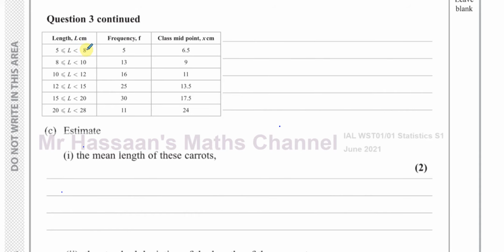5 plus 8 is 13, divided by 2 is 6.5. So these are the mid-interval values which we need to multiply by each of these frequencies. Those 5 carrots, I don't know how long they are, let's say they're 6.5. 5 times 6.5 will give me the length of these 5 carrots. And similarly for this one, you're going to have 13 carrots, I don't know how long they are.